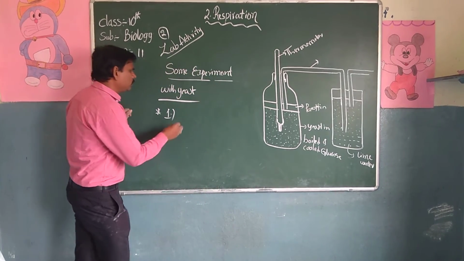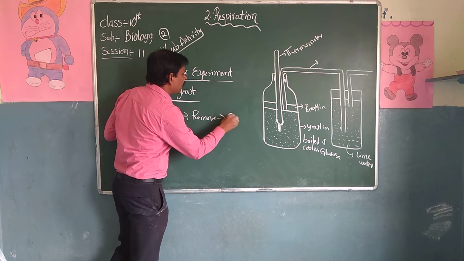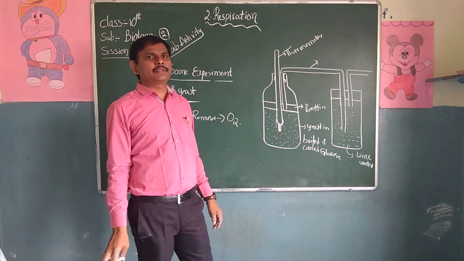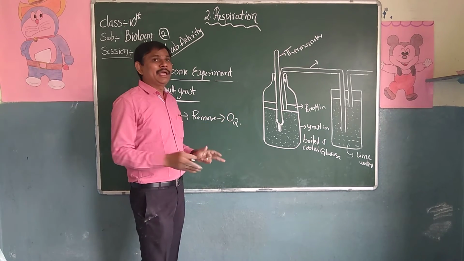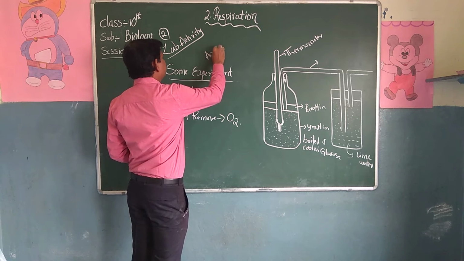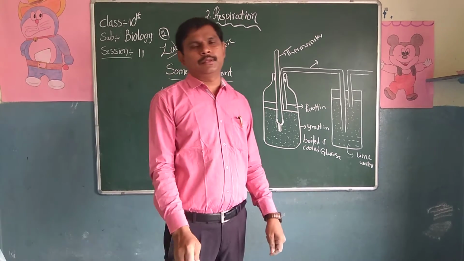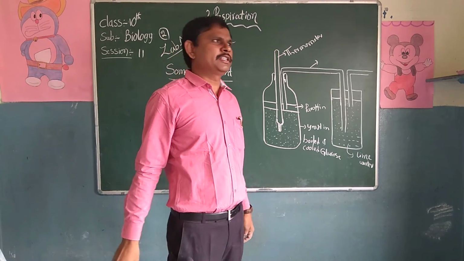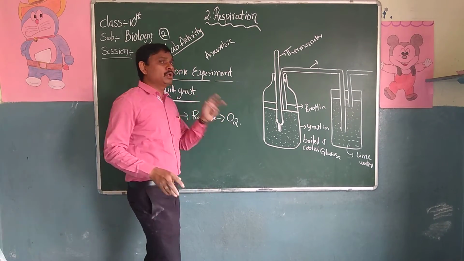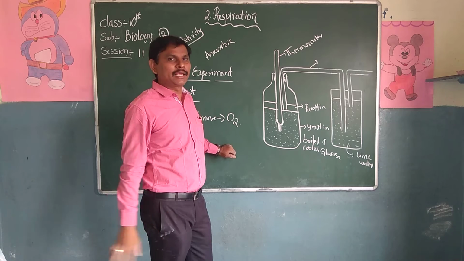Why are we boiling the glucose? To remove the oxygen present in the glucose. Why are we removing it? Because this is anaerobic respiration. Anaerobic respiration is nothing but the absence of oxygen. Fermentation is called anaerobic respiration, with a low amount of oxygen. To remove the oxygen present in the glucose, we boil the glucose, then cool it without shaking.